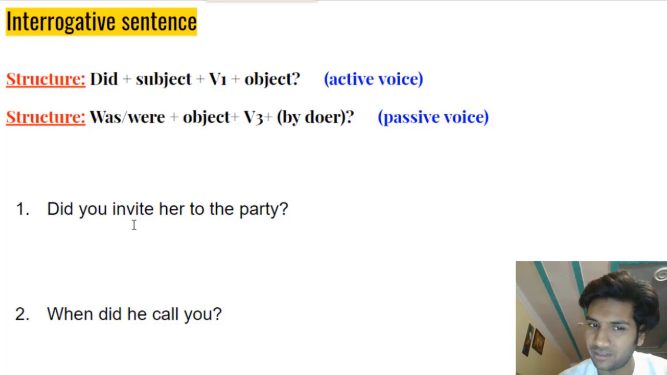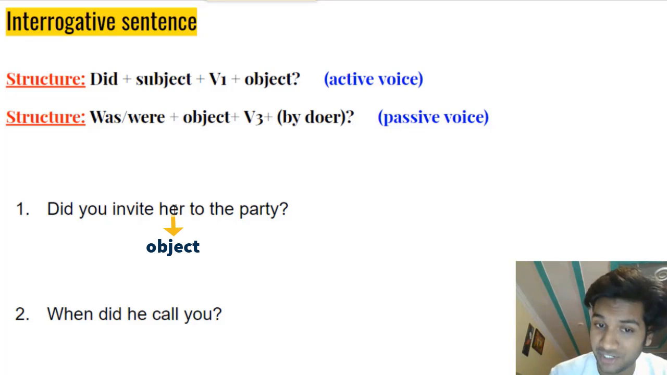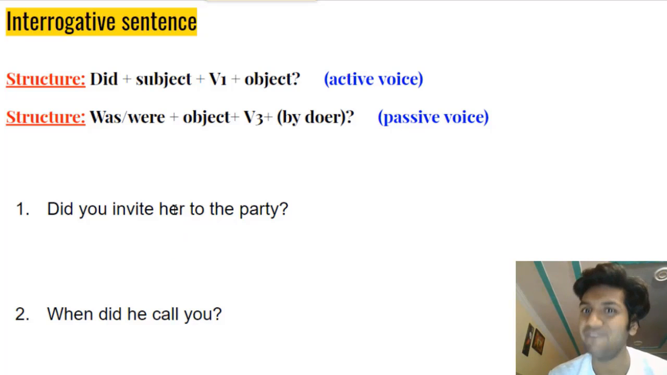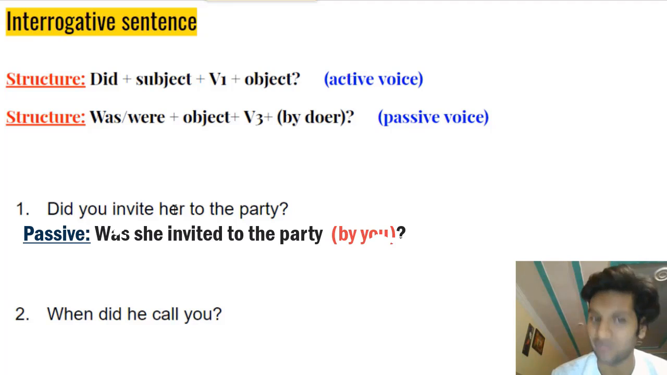Now what is the object here? Did you invite her? Invite whom? Her. Her is the object here, and it will become the subject in the passive voice, which is she. And with she, we use was. So the passive voice will be, was she invited to the party by you? Or simply, was she invited to the party, if you already know the doer of the action.